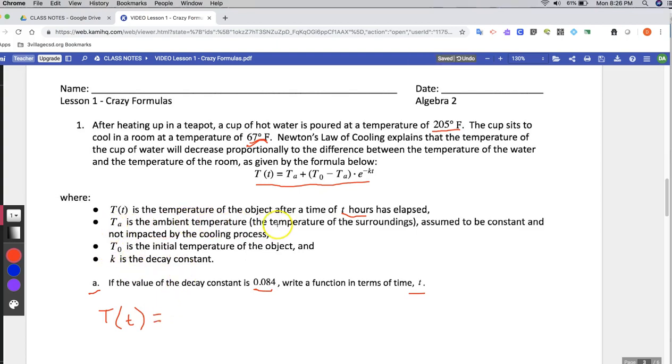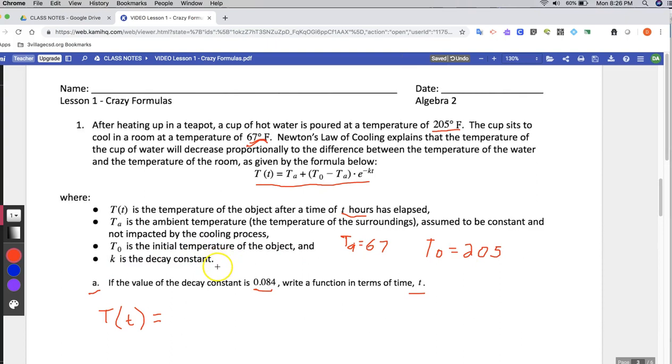T sub A, again, is the surrounding temperature or the room temperature. If you recall, there were 2 temperatures given at the get-go of this problem. The second one is our room temperature. So I'll write that T sub A is equal to 67. T sub 0 is the initial temperature of our object. That is our 205 degrees because that was the temperature of the cup of hot water when it was originally poured. So I'll write that T sub 0 is 205. And k is our decay constant, and that was given right over here in part A.